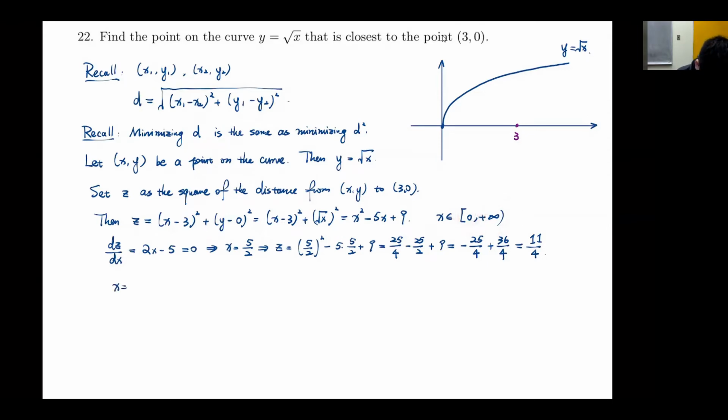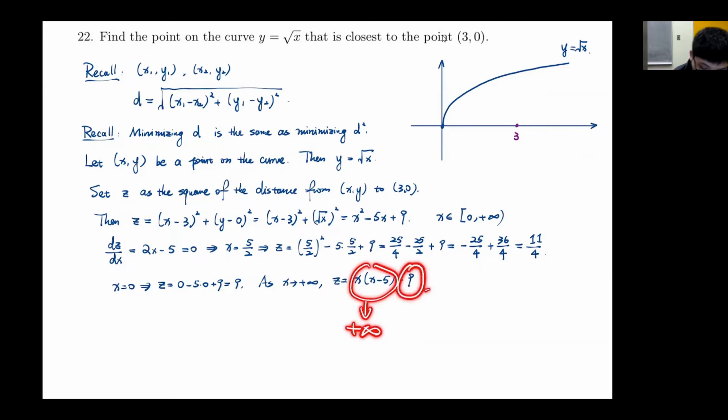So if x equals 0, this implies that z equals 0 minus 5 times 0 plus 9, and the answer will be 9. And as x approaches positive infinity, what I will get is the following. I will just rewrite z as x times (x minus 5) plus 9. So x will be very large, x minus 5 will be very large, so the product will approach positive infinity, and a very large number plus 9 will still be very large. So that's how I see that this approaches infinity.